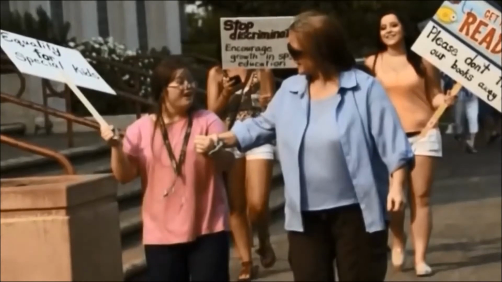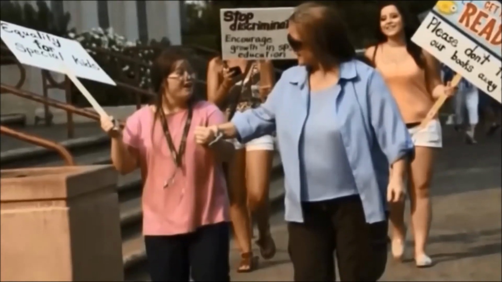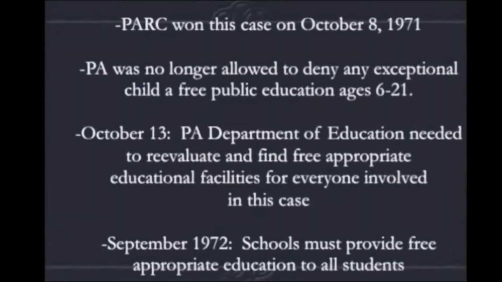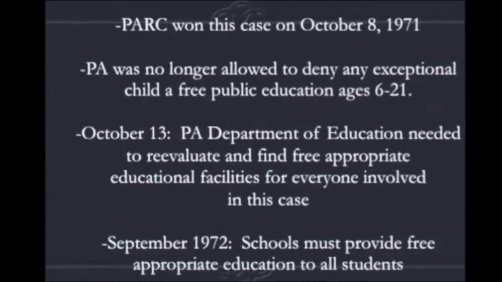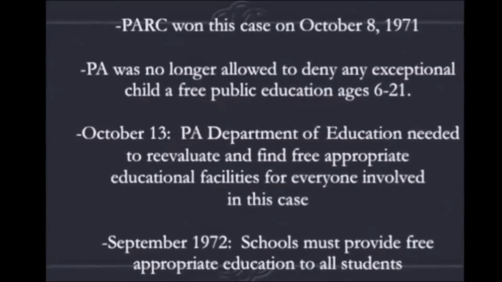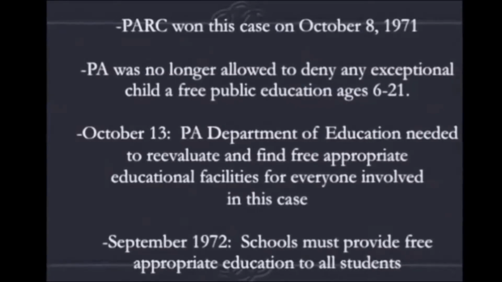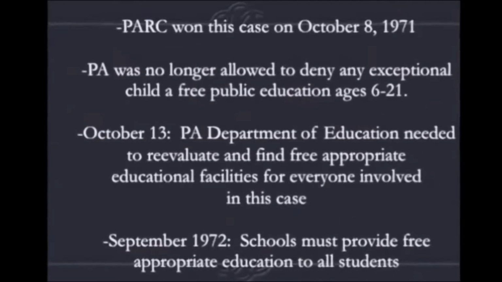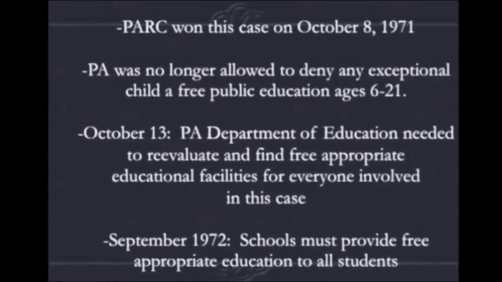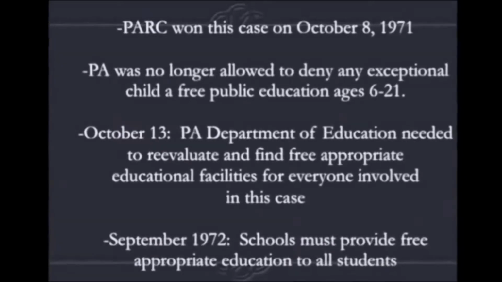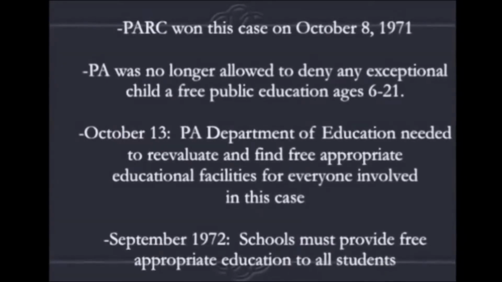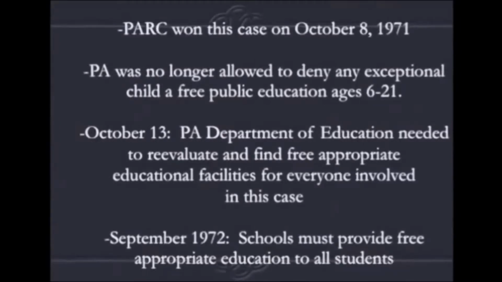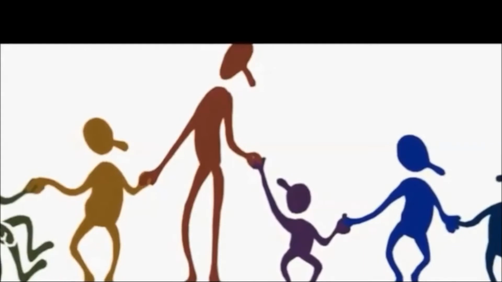In January 1971, the Pennsylvania Association for Retarded Children, PARC, brought a class action lawsuit against the Commonwealth of Pennsylvania in federal district court. PARC was resolved by the agreement that all children with mental disabilities between ages 6 and 21 must be provided with free public education. Cases similar to PARC were filed across the country. However, many students with disabilities continued to be denied adequate public education.